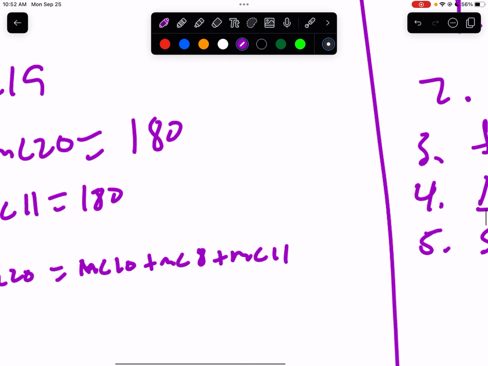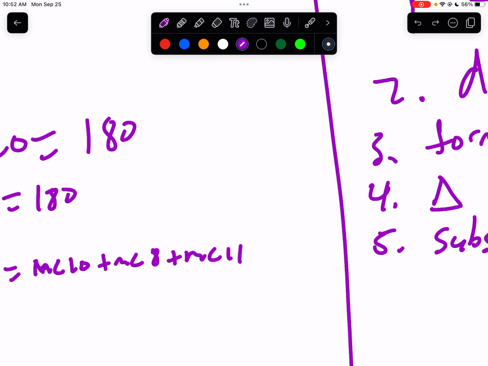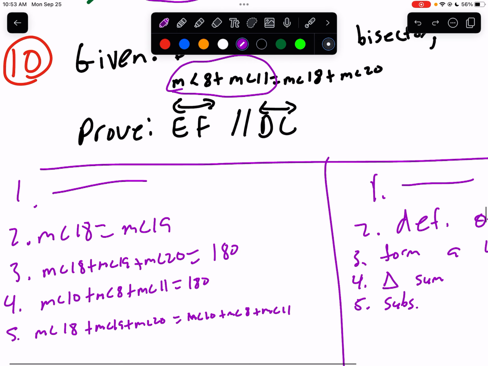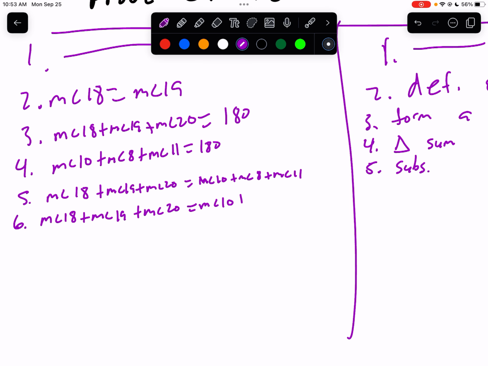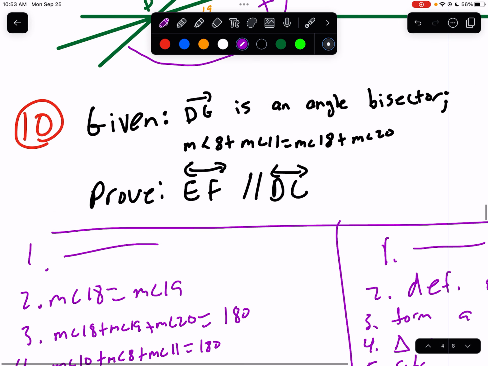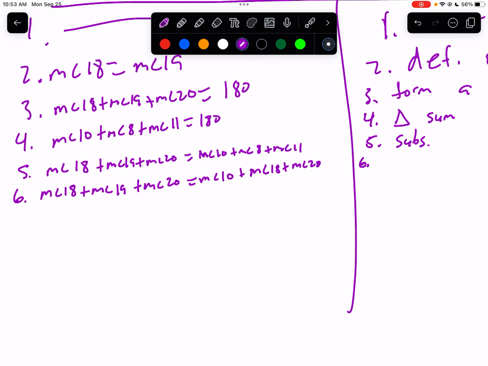18 plus 20. So look right here, 8 plus 11. What can I change 8 plus 11 to? I can change it to 18 plus 20. And that's exactly what I'm going to do. So the measure of angle 18 plus the measure of angle 19 plus the measure of angle 20 equals the measure of angle 10. And what do we say this is equal to? 8 plus 11 equals 18 plus 20. And that is another substitution. And it would have been okay if you just did those on the same line.